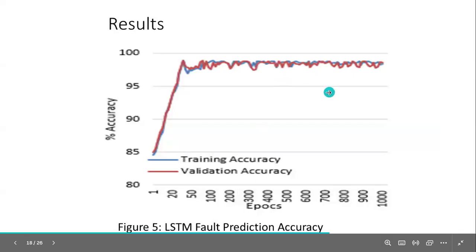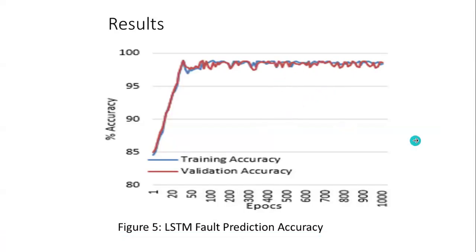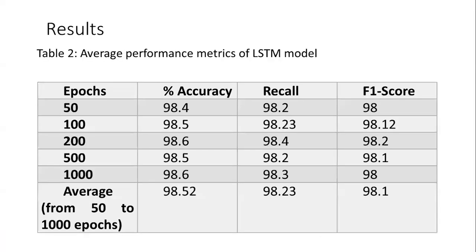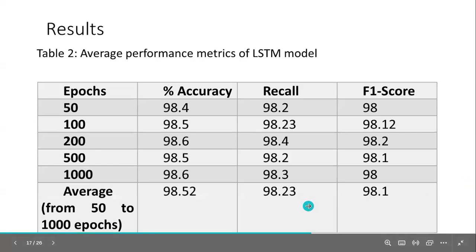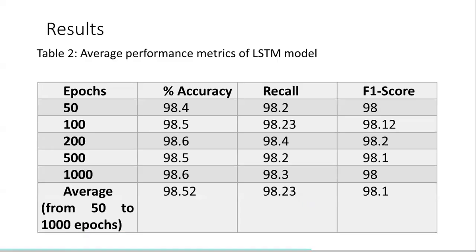This is the accuracy graph which we have obtained for 1000 epochs from LSTM based fault prediction accuracy. In this table 2, this also explains an average recall of 98.23%. This indicated that out of all the actual fault occurrences, the LSTM model successfully predicted 98.23% of them.